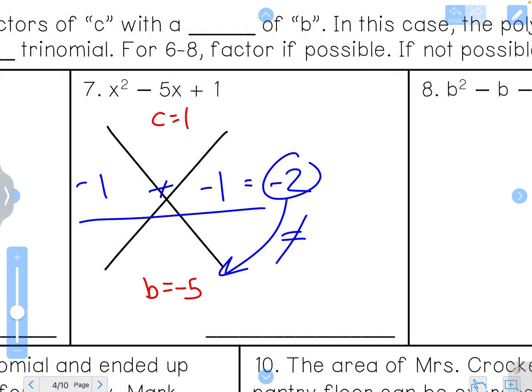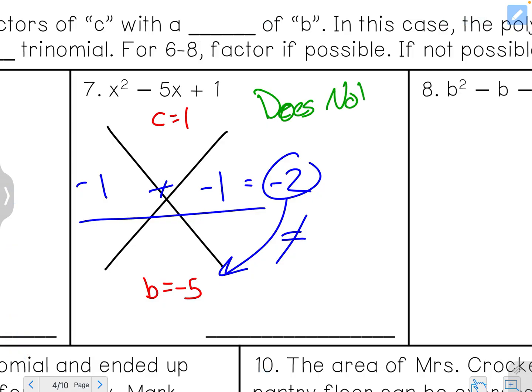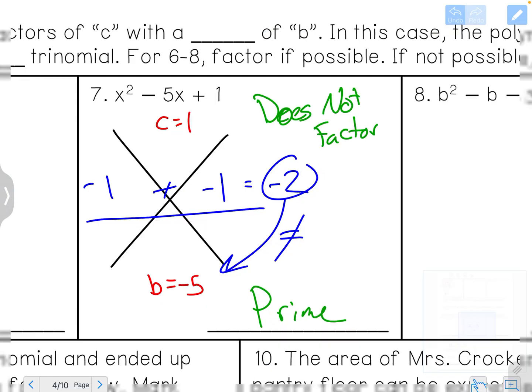So if we go through all of our list of factors and add everything together and it does not equal the same number, that tells us that the problem does not factor. And when a problem does not factor, we call it a prime trinomial.